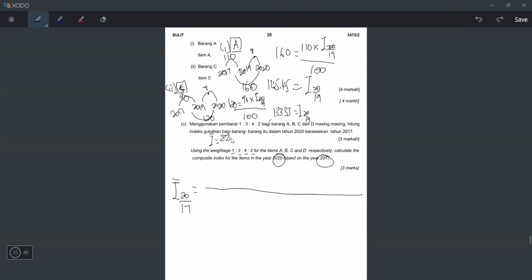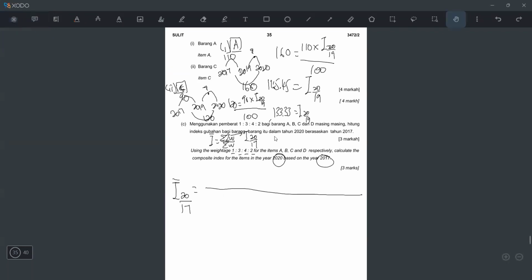Sum of I W over sum of W. It means if the I I'm finding is for 2020 over 2017, then the I I use also has to be based on 2017, because the year has to match.